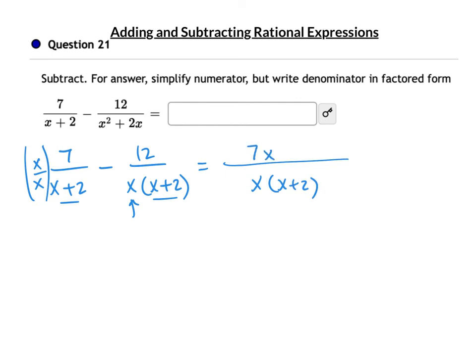Up top I have 7x minus 12. Look for any factoring and canceling, and 7x minus 12 doesn't have anything there, so there's nothing I can do. This is my answer.